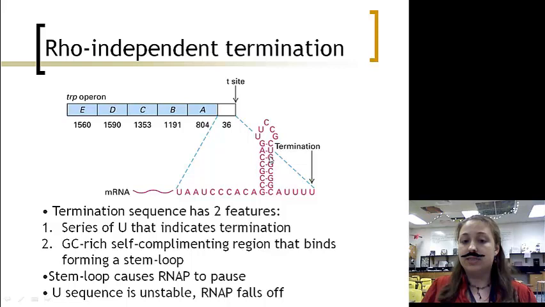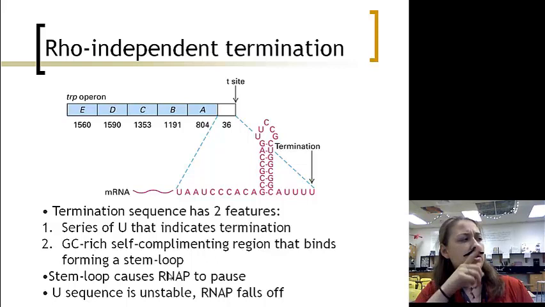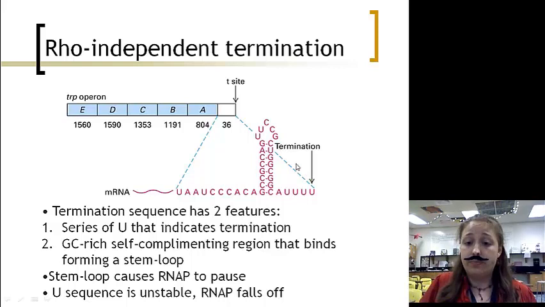Well, this stem loop causes the RNA polymerase to pause. The RNA polymerase goes, what is that? I'm not exactly sure what that, what is that? And as it's sitting there on the U, pause, the U's are unstable, and the RNA polymerase actually just falls off. And that terminates the elongation.